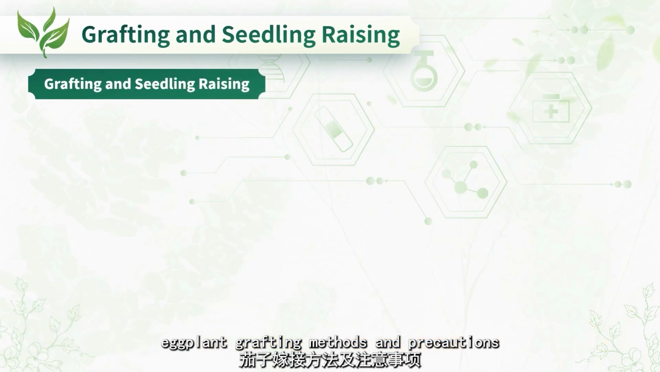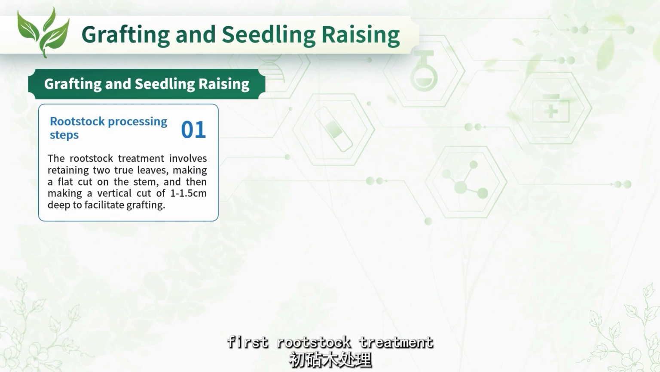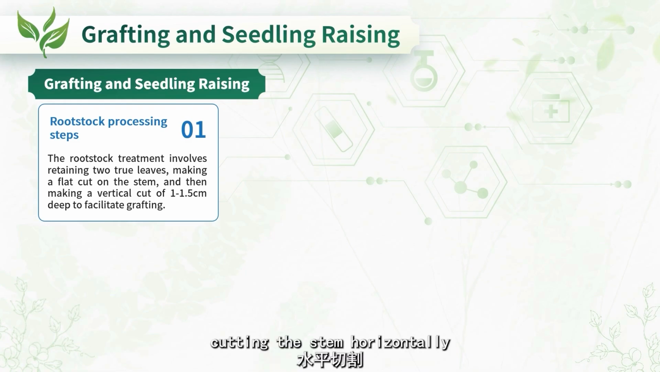Eggplant grafting methods and precautions. First, rootstock treatment. Rootstock treatment includes retaining 2 true leaves, cutting the stem horizontally, and then making a vertical cut 1 to 1.5 cm deep for grafting.